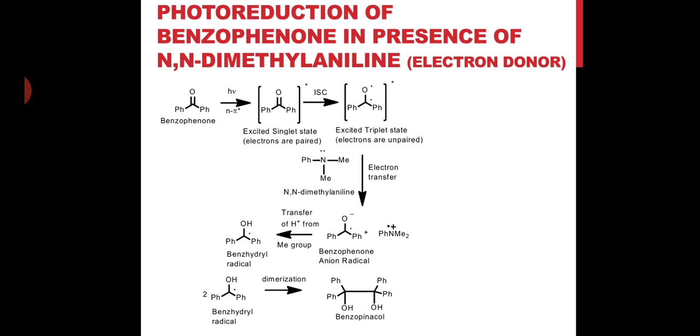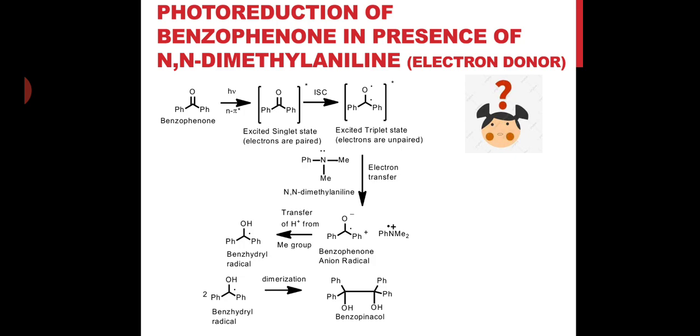The initial steps are the same, leading to the formation of diradical. The diradical now gets an electron from N,N-dimethyl-aniline and gets converted to benzophenone anion radical. Next, a proton is transferred from the methyl group of the radical cation to the negatively charged oxygen of benzophenone anion radical and forms benzhydryl radical. Two benzhydryl radicals dimerize to give benzophenacol.